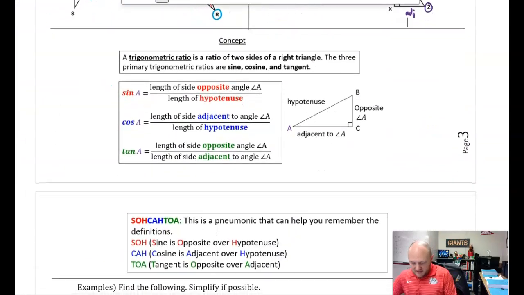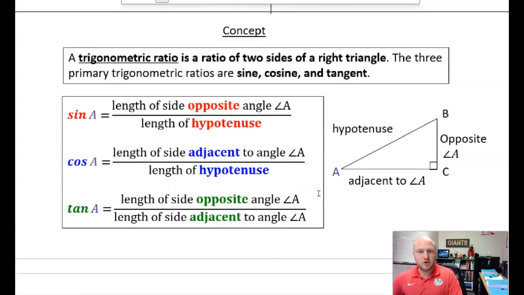All right, let's go ahead and talk about trigonometric ratios. A trigonometric ratio is a ratio of two sides of the right triangle. The three primary trigonometric ratios are sine, cosine, and tangent. And now sine, cosine, and tangent have abbreviations which are commonly referenced. We have SIN, that's sine, COS, that's cosine, and TAN, that is tangent. And you can find these trigonometric functions on calculators.